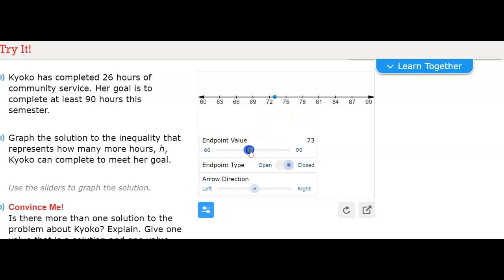We move our point to 64, about there. And then we're going to have a closed circle because it's going to include the number 64. So we have a closed circle on our point, and the direction of our arrow is going to be to the right because it's any number greater than 64, or it could also equal 64. That's why we have our closed circle and it goes to the right.